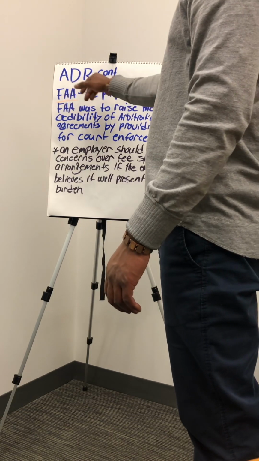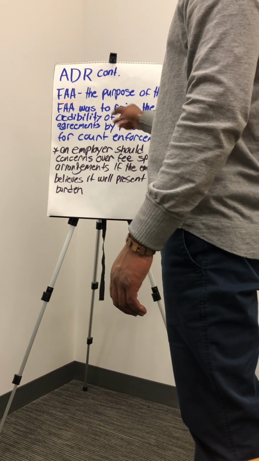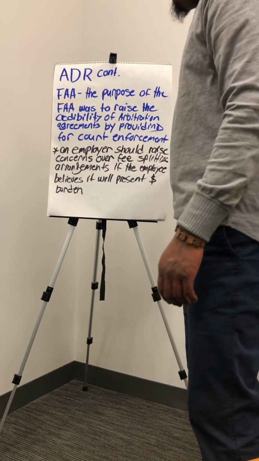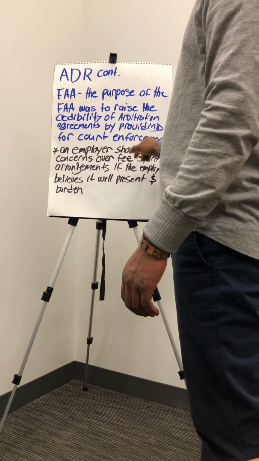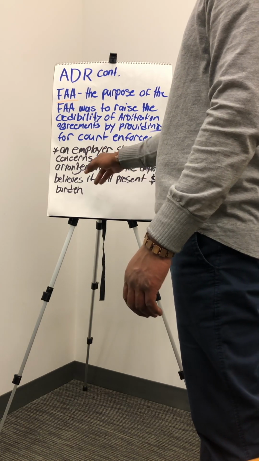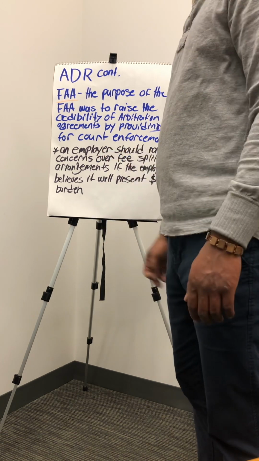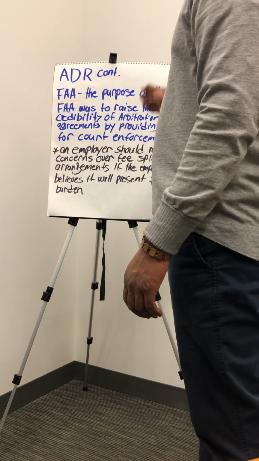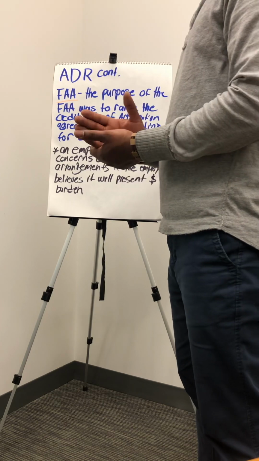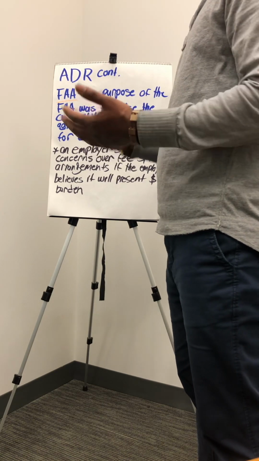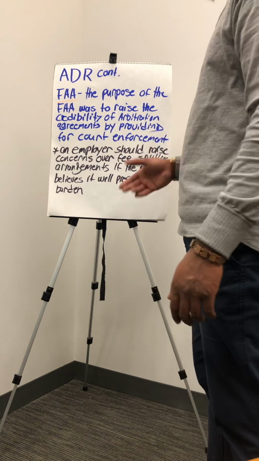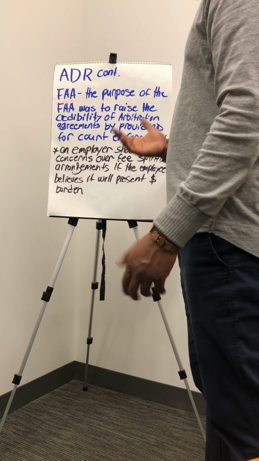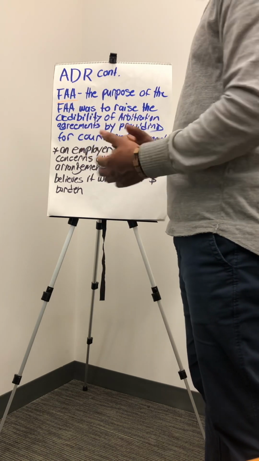The FAA. The purpose of the FAA was to raise the credibility of arbitration agreements by providing for court enforcement. An employer should raise concerns over fee splitting arrangements if the employee believes it will present financial burden. So the FAA's purpose was to solidify arbitration. A lot of employers saw, like I mentioned before, the benefit in arbitration and mediation, and an act was drafted to help enforce this.